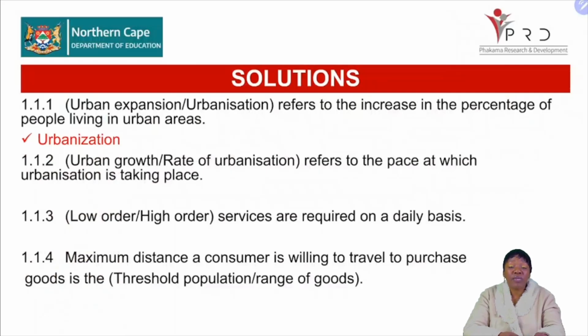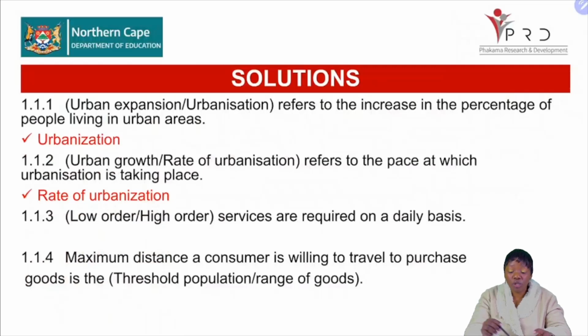Remember, urban expansion talks about the increase in the number of people as well as in the buildings. Therefore, here they only talk about the people. Hence, the answer is urbanization. Then your 1.1.2, the urban growth or the rate of urbanization refers to the pace. The pace was our key. The pace has to do with the rate.